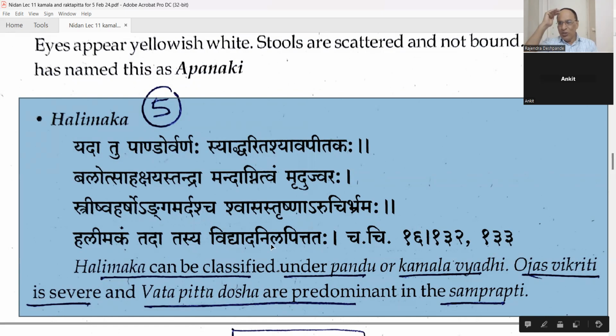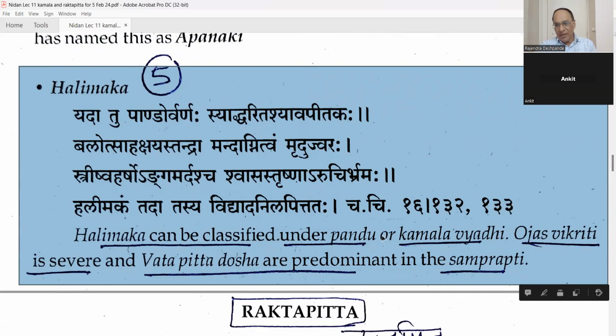First, I will explain again. Ruddapatha, infective hepatitis A, Vata Kapha. Then Bahupitta, hepatitis B, serum jaundice, hemolytic jaundice. What is that? Pitta Prakopa. And here in Halimaka, Vata and Pitta. First Vata Kapha, then Pitta, and third is Vata Pitta. Halimaka can be classified under the Pandu or Kamala Vyadhi.